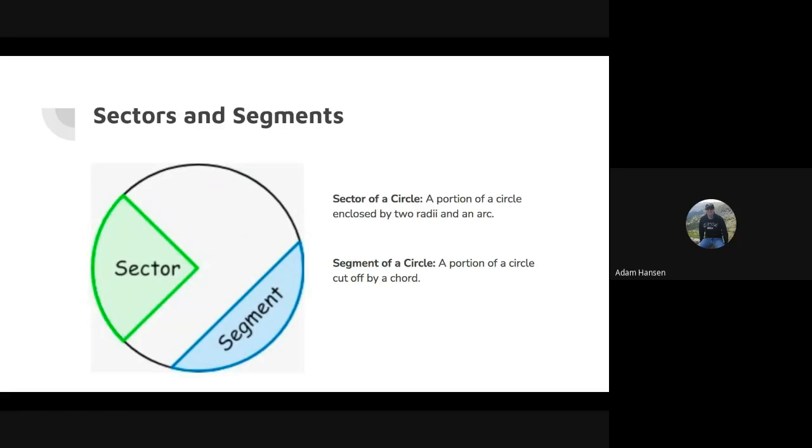A segment of a circle is any portion of the circle that's cut off by a chord. A segment is cut off by a chord. So this blue segment is formed by cutting the circle with this line right here. That is a chord. To me, the segment looks kind of like a thumbnail almost. I don't know.